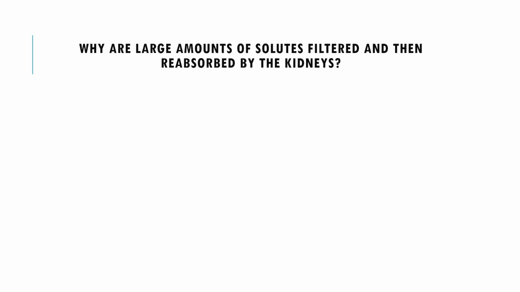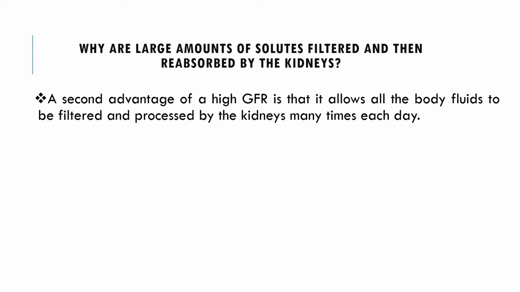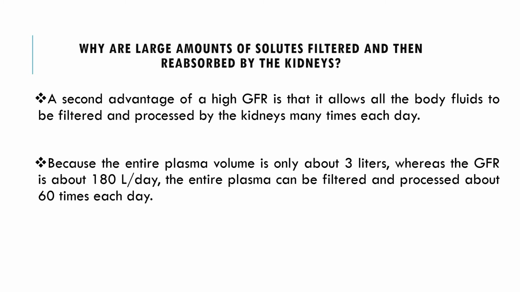The second advantage of a high GFR is that it allows all the body fluids to be filtered and processed by the kidneys many times each day, because the entire plasma volume is only about 3 liters. We know that 5 liter is the cardiac output and the plasma volume is around 3 liter, whereas the GFR, as I have already told you, is 180 liter per day. That means the entire plasma can be filtered and processed about 60 times each day.